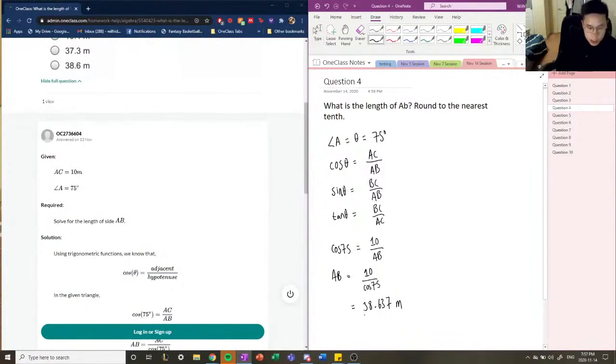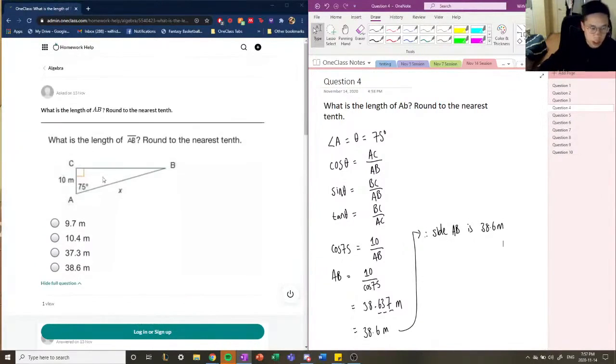They also ask us to round to the nearest tenth, so we have a tenth, a hundredth, a thousandth. So we're going to round to the first decimal point. And since the hundredth digit is not 5 or greater, we're not going to round up. So all we have is 38.6 meters. So side AB is 38.6 meters. Cool. So that's the solution to the problem.